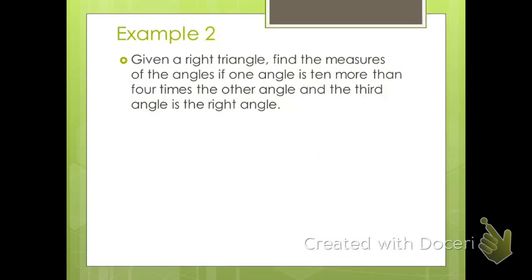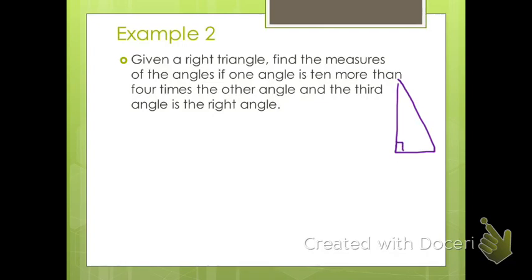Okay, so we're going to move on to example 2 now. And example 2 is also a geometric example, so let's look at it. Given a right triangle, find the measures of the angles if one angle is 10 more than 4 times the other angle, and the third angle is the right angle. So I'm going to draw a picture. We've got a right triangle here, and we've got a right angle and 2 other angles.